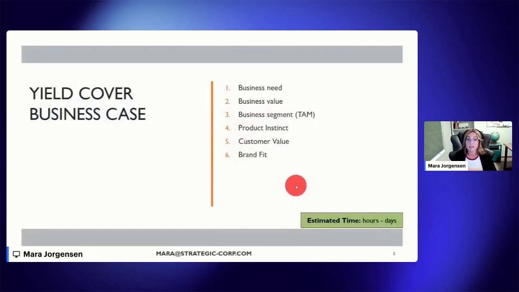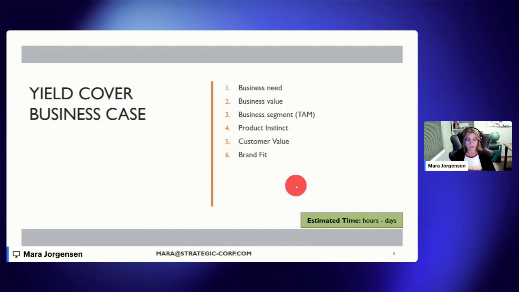Today, we're going to cover what is the business need for Yield Cover. What is the value that we bring to customers through Yield Cover? What is the segment or total addressable market that we might be able to eventually utilize with Yield Cover? What is our product instinct around why we should develop Yield Cover now? What is the customer value that it is actually bringing?